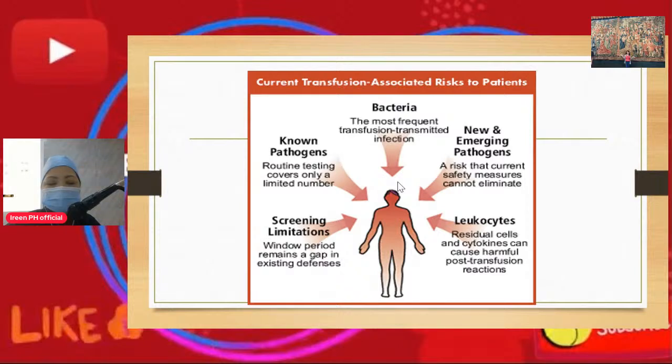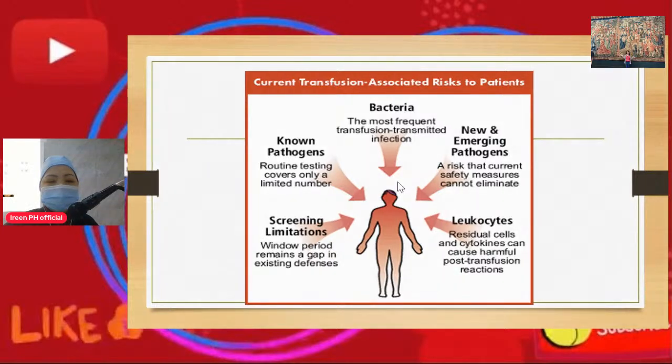Leukocytes, residual cells, and cytokines can cause a harmful post-transfusion reaction. The screening limitations: its window period remains a gap in existing defenses. For the known pathogens, routine testing covers only a limited number.